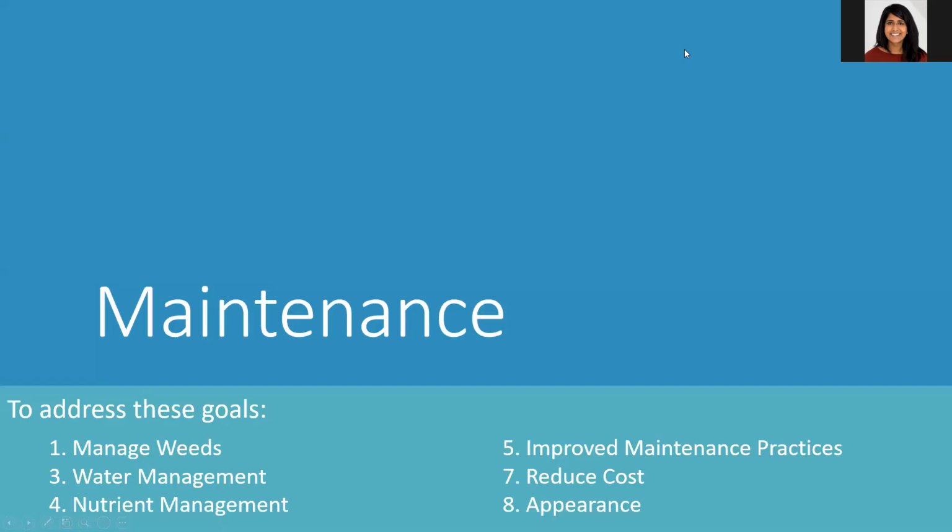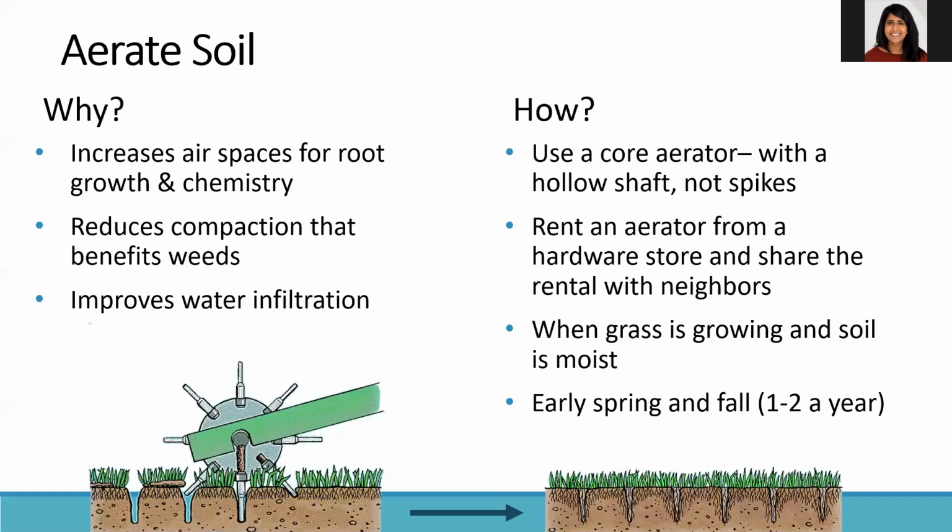Okay, thank you. So now I'll get started talking about maintenance. We're going to move on to some other strategies. We've already talked about a lot of maintenance, right? Mowing and some other things, but here are a few more. These strategies that I'll talk about will address weed management, water management, nutrient management, improved maintenance practices overall, reducing cost and appearance too.